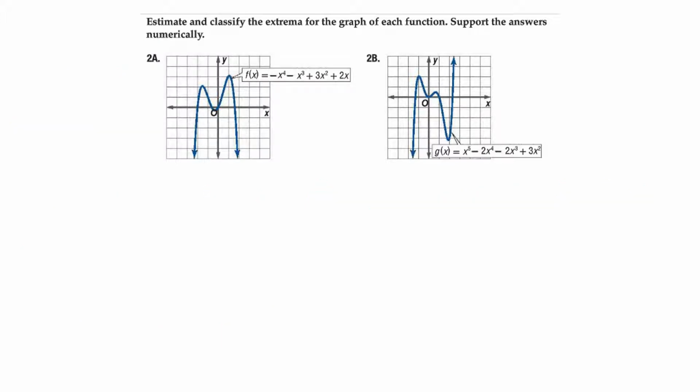Go ahead and think through 2b. It may be useful for you just to consider this. And remember, you have to include points on either side of these that would be your extrema.